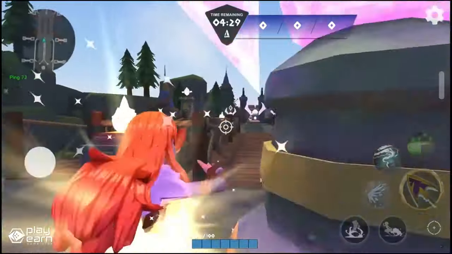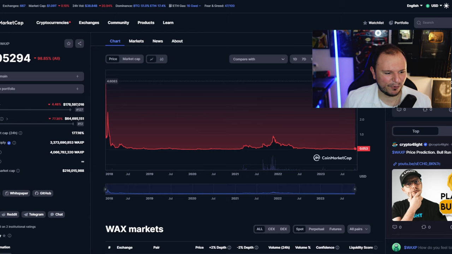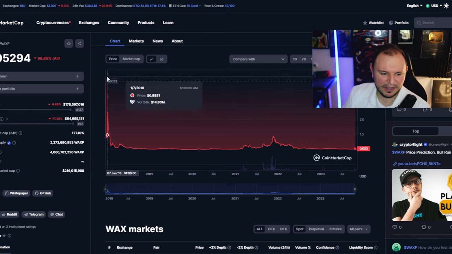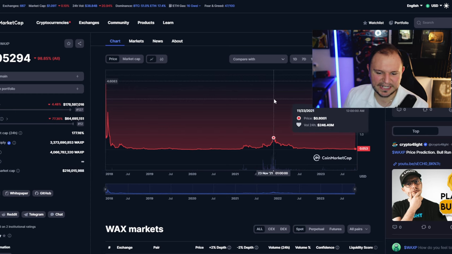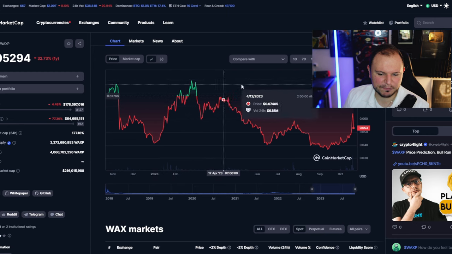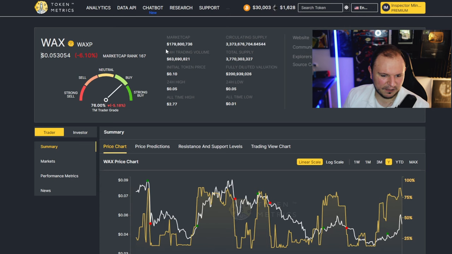If we look at the all-time price, it almost looks like a freaking rug pull. 98% down all time. That's what happens when you have a pre-sale and early investors sell. But looking at the 1 year chart, it has a pretty healthy up and down cycle. But let's look at it at token metrics. 3.7 billion total supply. Almost everything has been minted with a 180 million market cap. That's why the price is 0.05 US dollars per coin.